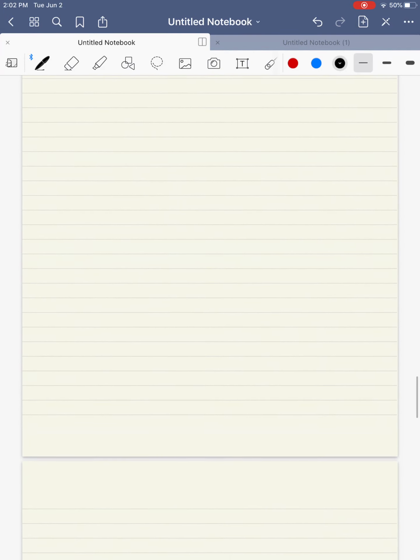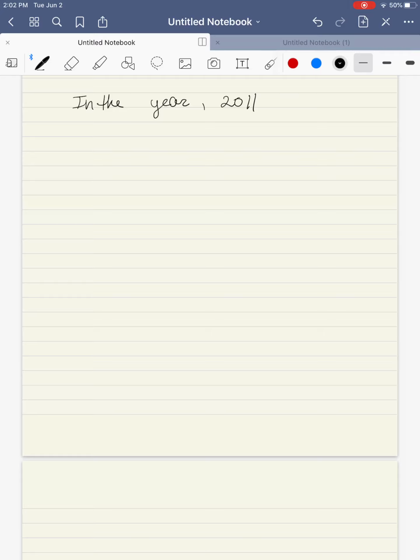Let's look at an application of this. Let's say that I know that in the year 2011, $42,368 books were checked out of a library.